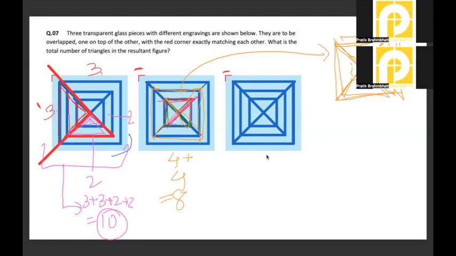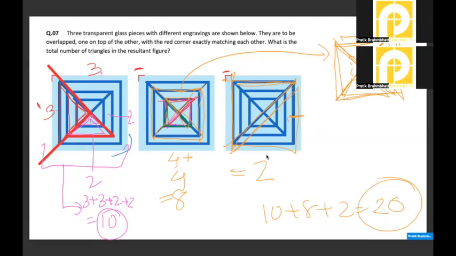Besides this, now I'm going to take the outermost, this bigger triangle. In this triangle, there will be 1 and then there will be 2. So here we have only 2. So 10 plus 8 plus 2, which is equal to a total of 20 surfaces in this diagram.